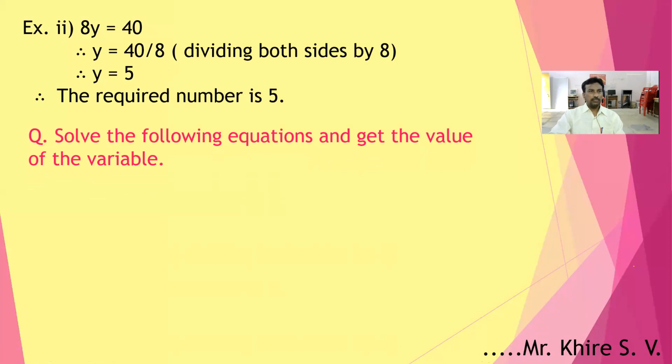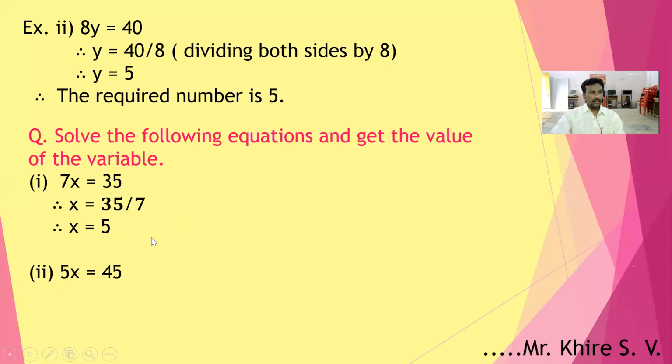Now solve the following equations and get the value of the variable. This 7x is equal to 35. This is the equation. Therefore, x is equal to 35 upon 7, as the 7 multiplied with x goes to the RHS side and becomes upon 7. Divide 35 by 7, then we will get 7 fives are 35. Therefore, the value of x is 5.